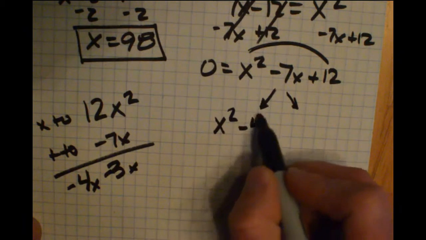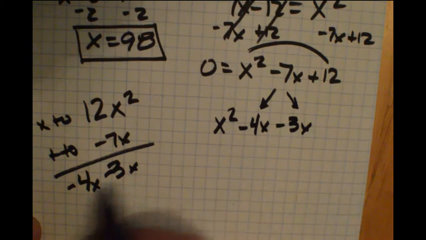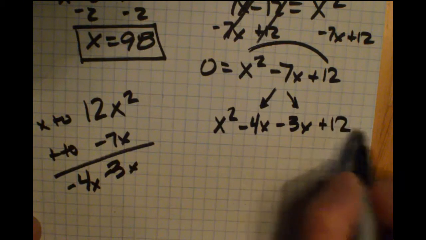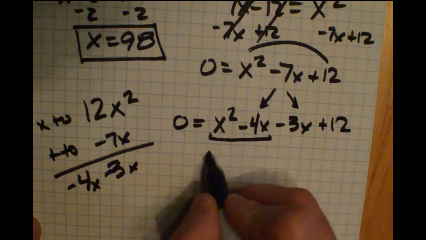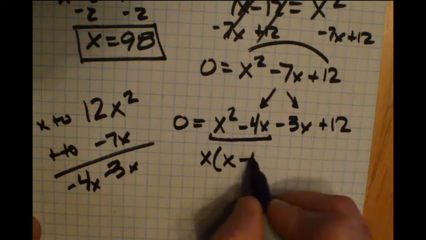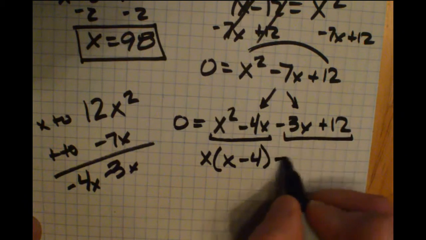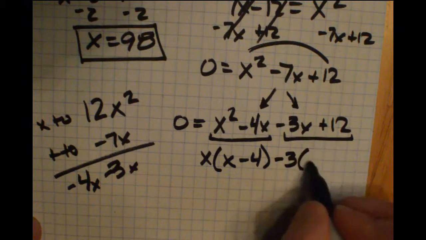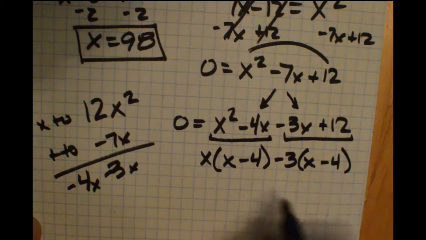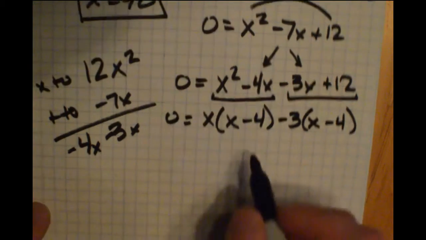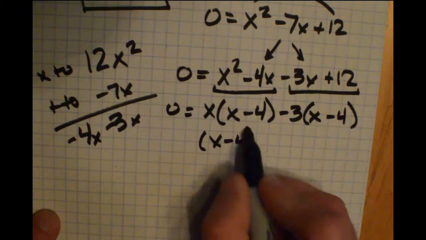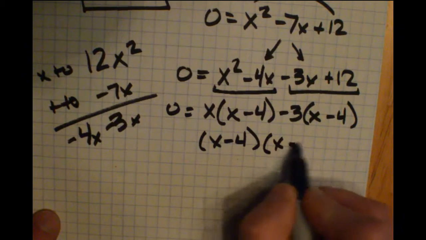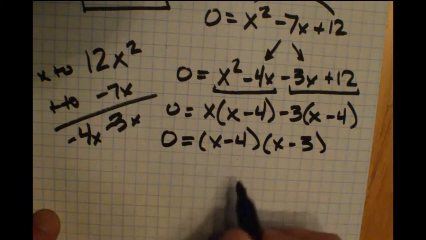So split up this middle term. x squared minus 4x minus 3x plus 12 is equal to 0. Take a look at the first two. Take out their greatest common factor, x, and you get x minus 4. Of the last two, let's take out a negative 3 so that we can make that come out as x minus 4. It's equal to 0 still. Bring out our common binomial of x minus 4. What we're left with is x minus 3 is equal to 0.